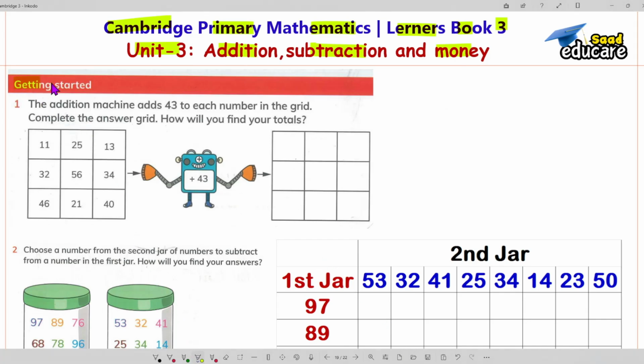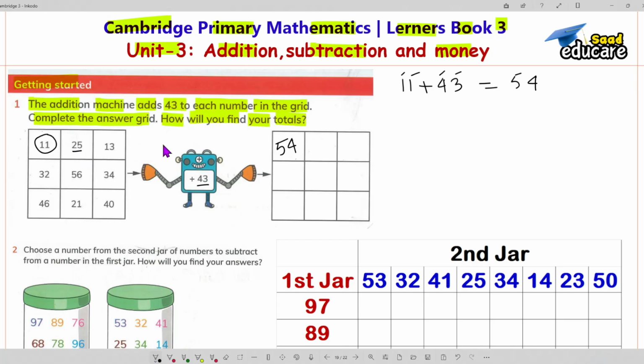The part of Getting Started, number 1: the addition machine adds 43 to each number in the grid. Complete the answer grid. How will you find your totals? Look, the first number in the grid is 41 and the machine adds 43. So what will happen? 11 plus 43. So 3 plus 1 is 4, 4 plus 1 is 5. So we should write 54 here, right?